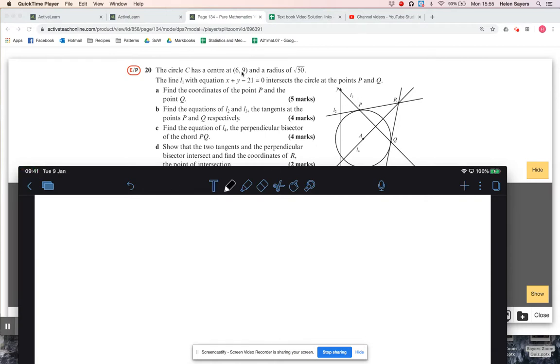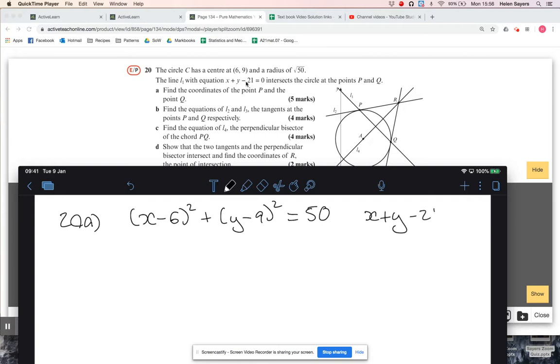So I'm given the centre. So the equation of the circle will be x minus 6 all squared plus y minus 9 all squared equals root 50 all squared. Okay, so that's just putting that top line into the equation of the circle. And I need to find where line 1, which is x plus y minus 21 equals 0, cuts the circle.